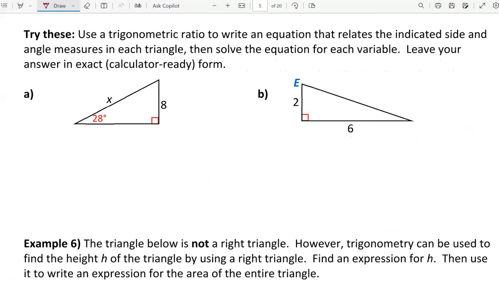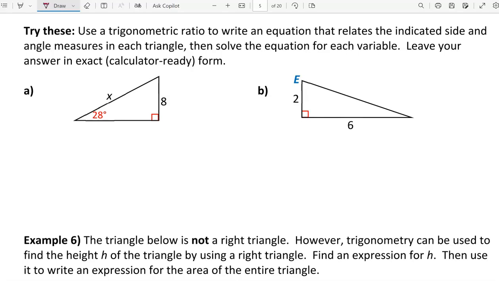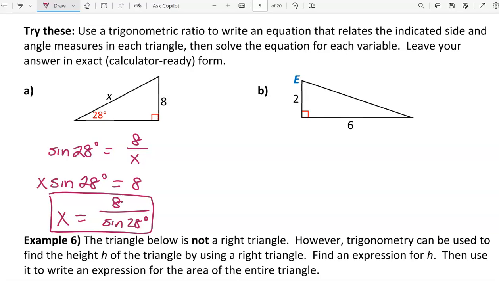All right, try A here first. Pause the video while you're doing this. Here's the solution for A. Remember, we had to clear the fraction first before thinking about solving for x. Now try B, and remember in B we're looking for the angle, so this one's going to work a little differently. Pause the video while you do this.